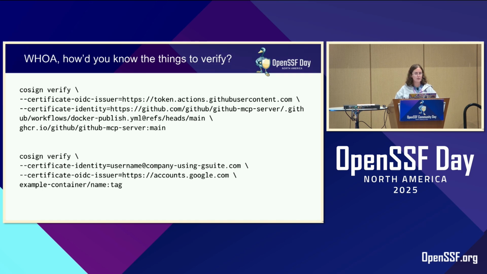So, whoa, how did you know what things to verify? Because that kind of big query, or that big long command, is not very friendly. More importantly, there's 2 things here to understand. There's the OIDC issuer and the identity. So in our case, this was the identity of that GitHub Actions workflow. By and large, on the public side of the internet, you're going to be dealing with GitHub here. So this is the right identity to look for. But in your repo, whatever you're ingesting, this is going to change. The repo is going to change.